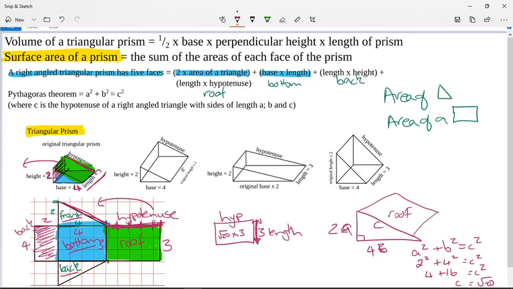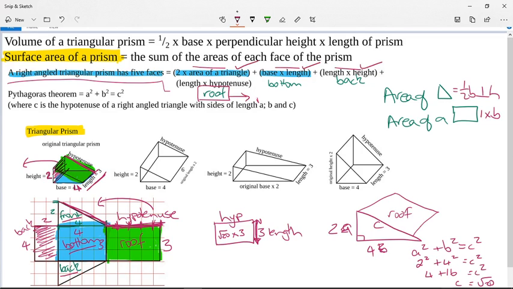Okay, so let's recap here. How do we find the surface area of the prism? The triangular prism has 5 faces: the 2 triangles, the bottom, the back, and what I'm calling the roof. So your job is to find the area of the triangle. We know the area of a triangle is a half base times the perpendicular height. The area of a rectangle is length times breadth. So this one is easy. This one is easy. This one is easy.